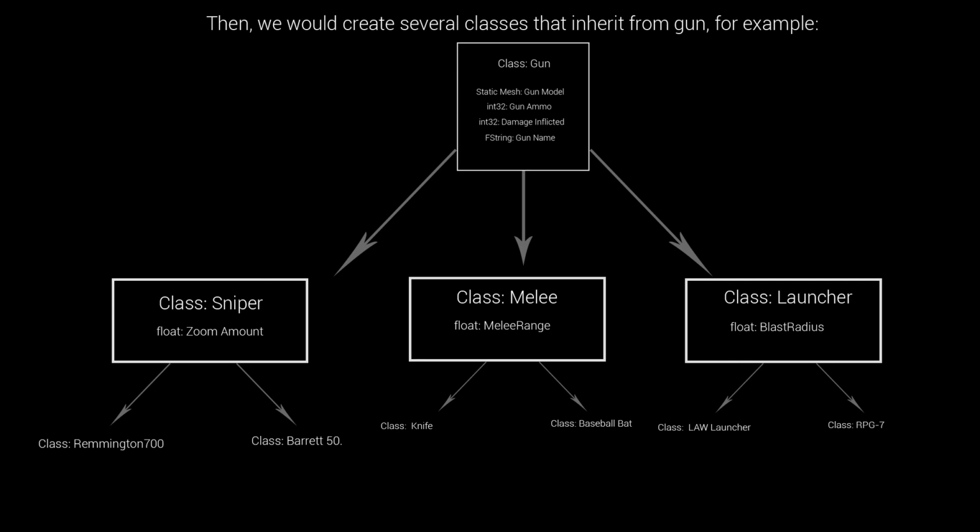Lastly, we have launcher. So we're saying again, launcher, inherit everything from gun. So launcher now has the model, the ammo, the damage, etc. But on top of that, let's create a blast radius as well, because not all guns are going to have a blast radius, just launchers. Then, when we want to make our launchers, we let launchers inherit from the launcher class. So here I have a class lore, a class RPG, and that inherits from launcher, right?